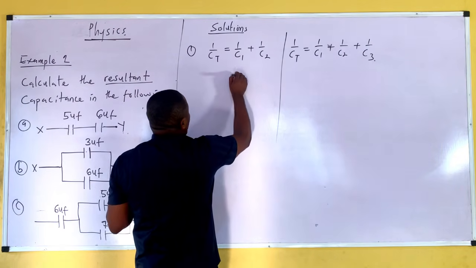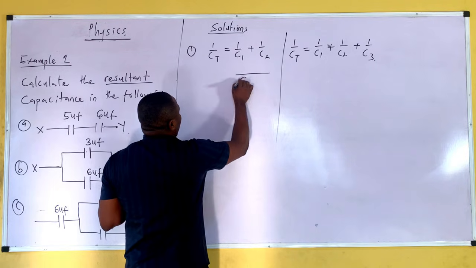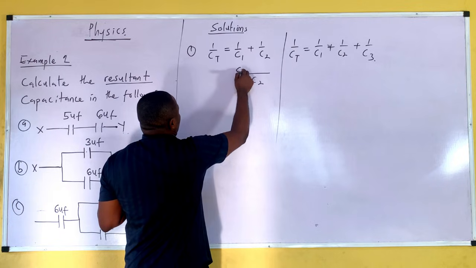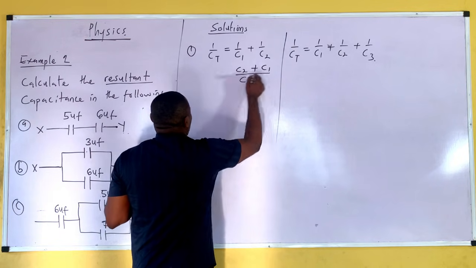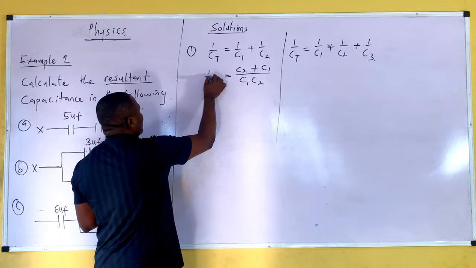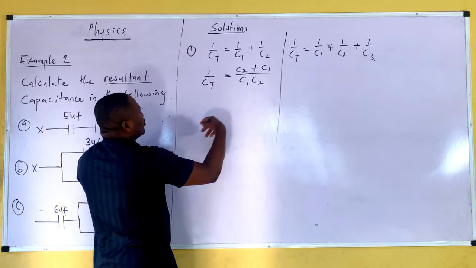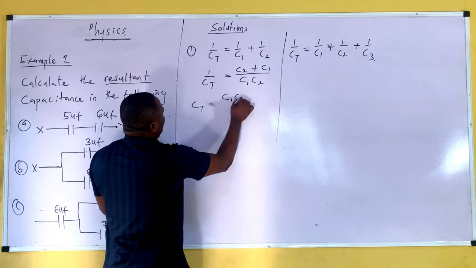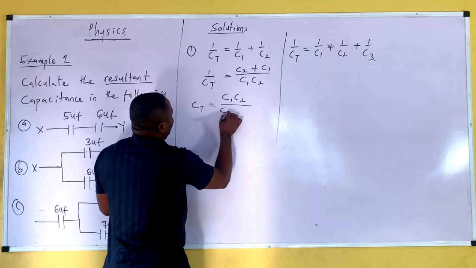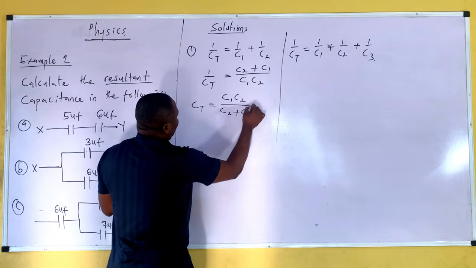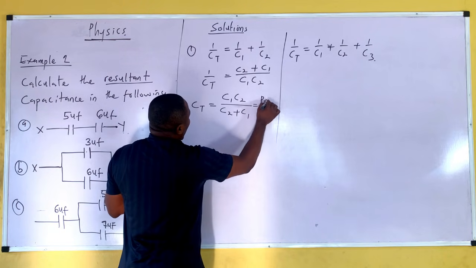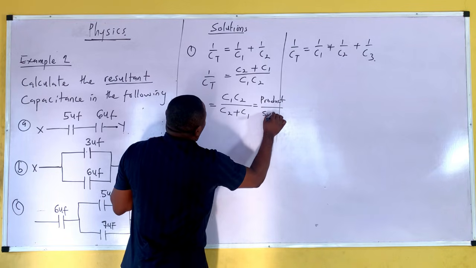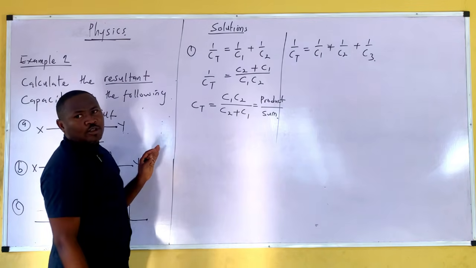Now, what's the next thing? What's the LCM? It is C1, C2. This takes this, I have C2 plus C1 equals 1 over C total. So what will now be my C total? My C total is now equal to C1, C2 over C2 plus C1. This is what we call product over sum.